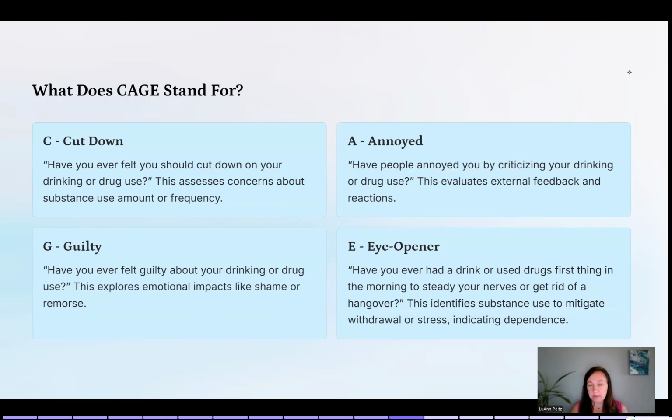E stands for eye opener. Have you ever had a drink or used drugs first thing in the morning to steady your nerves or get rid of a hangover? This identifies substance use to mitigate withdrawal or stress, indicating dependence.